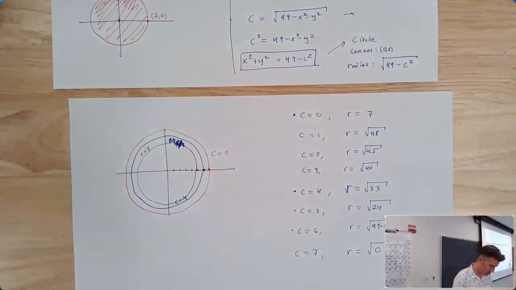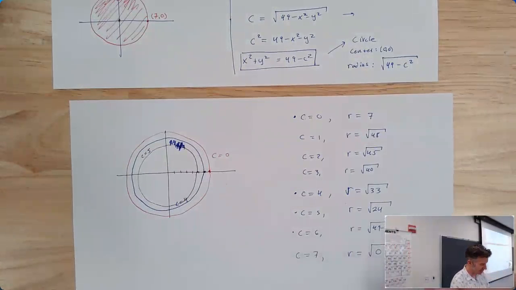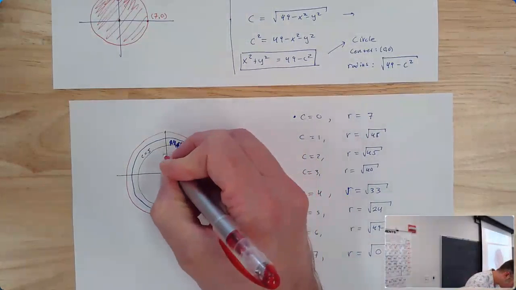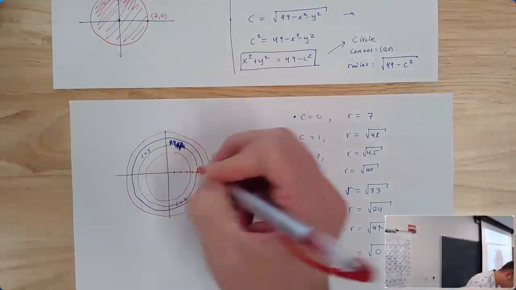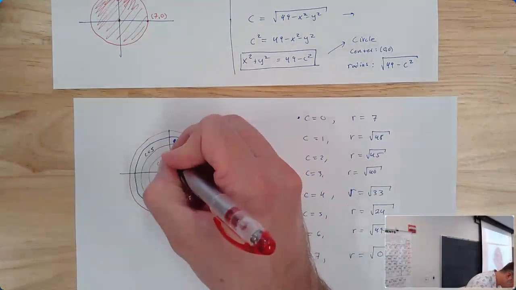We'll do one more. Our circle of height 6 has a radius of a little bit less than 4. The square root of 13 is less than the square root of 25. So right here. And again, I know my drawings are just okay. C equals 6.